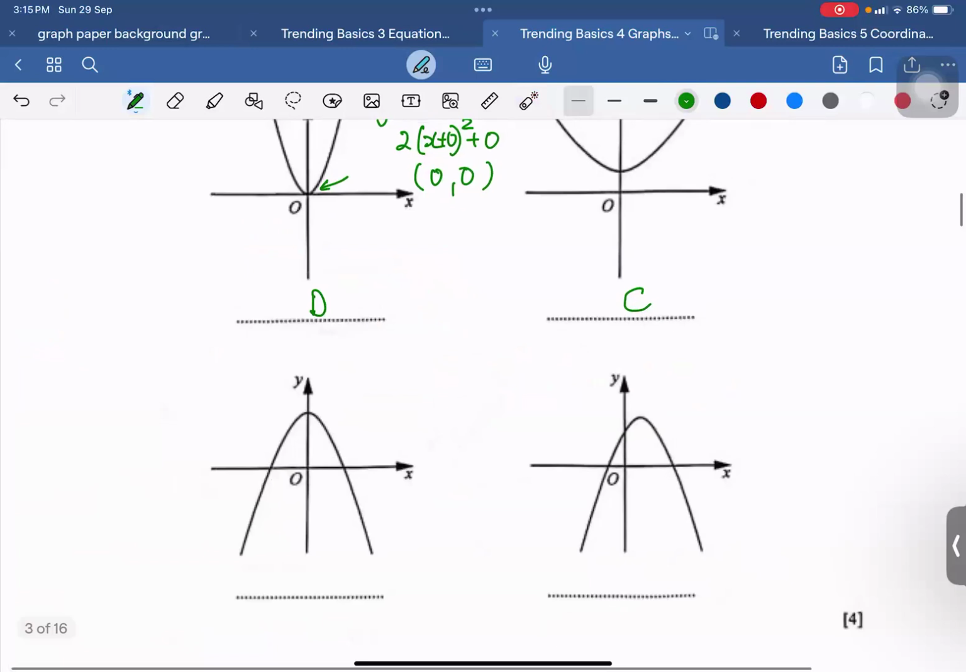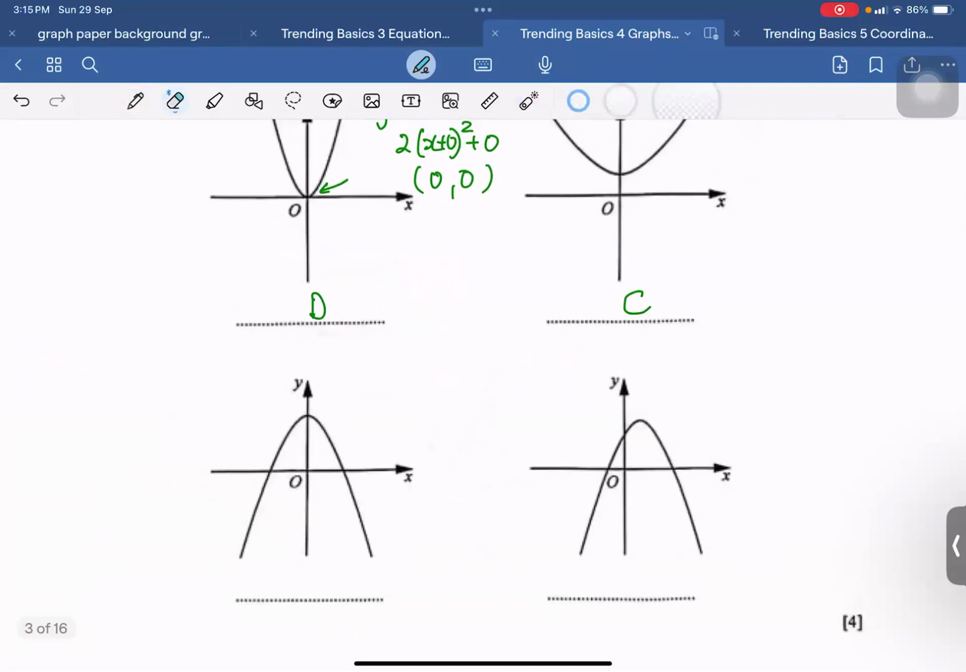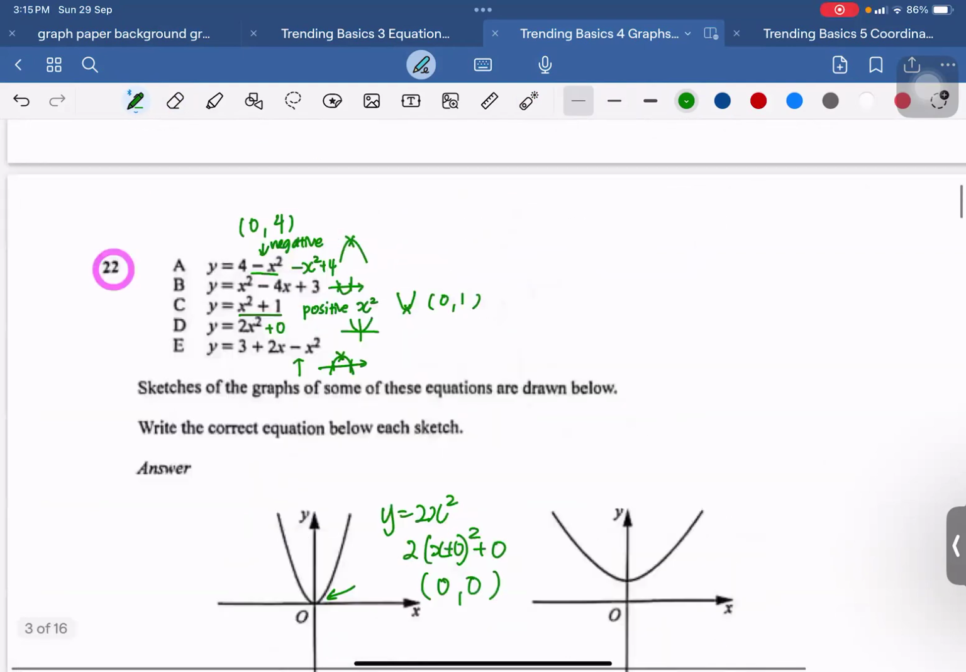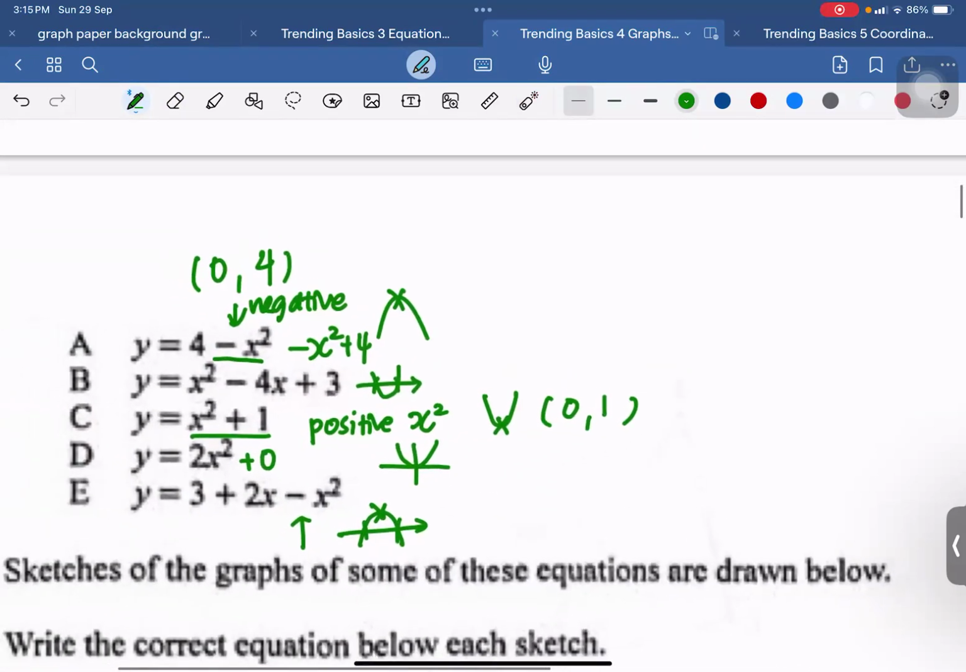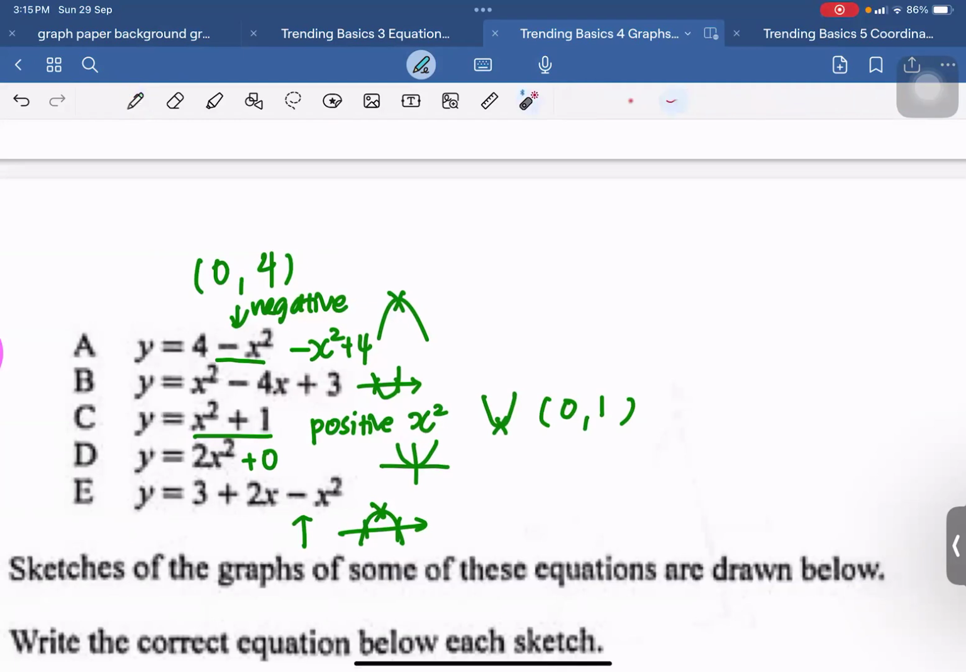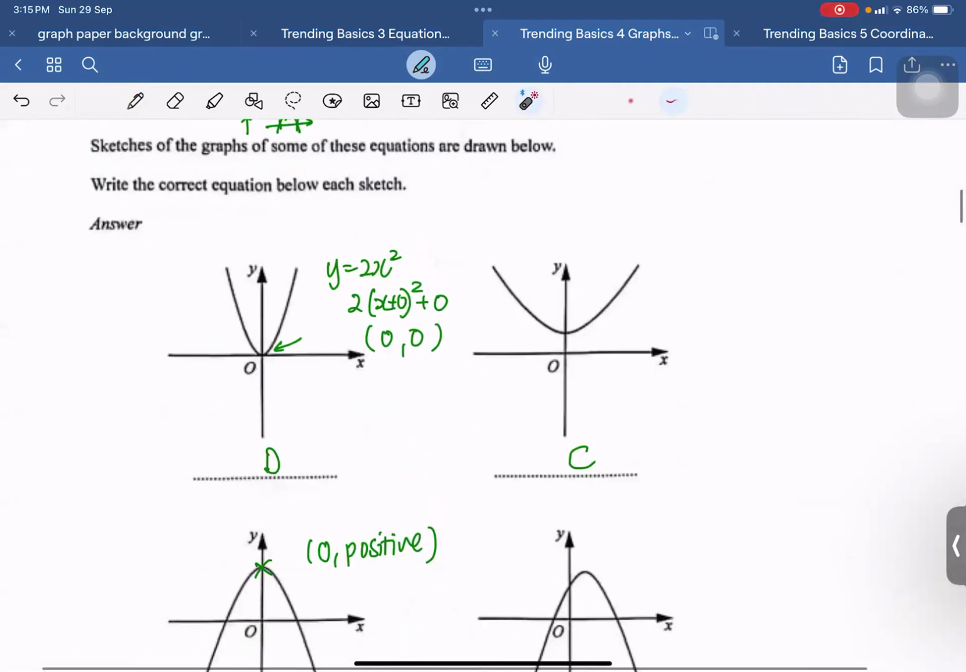Next one, this one is a sad face. The maximum point is at 0 and a positive number. Which one is the sad face, 0 and positive number? Sad face, 0 positive number. Equation A.